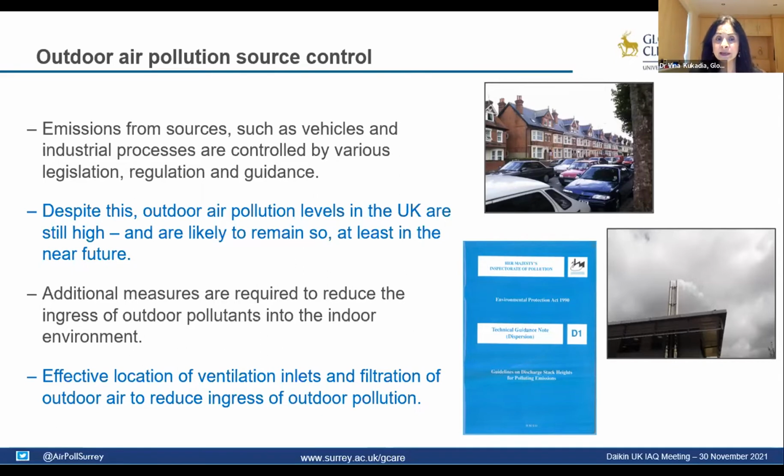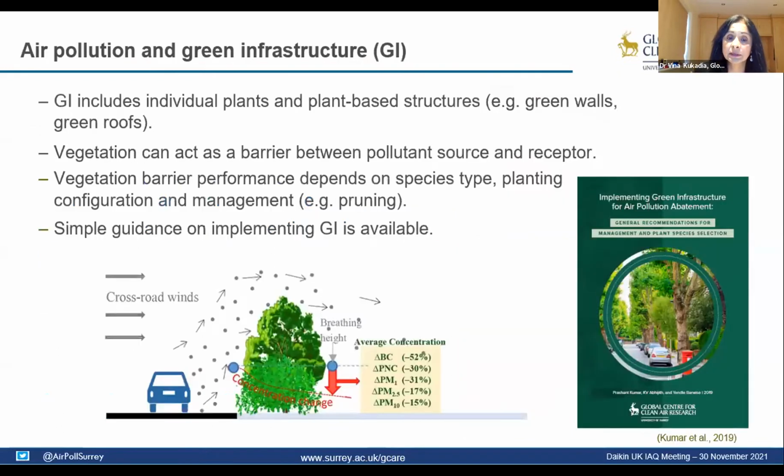Despite all these various regulations in place, outdoor air pollution levels are still very high in the UK and are likely to remain so, at least in the near future. So additional measures are required to reduce those and also to reduce their ingress. And the sort of strategies I'm talking about are things like effective location of ventilation inlets and effective filtration systems. And I think one of those, air purifiers, is becoming a lot more important now as well in the indoor environment.